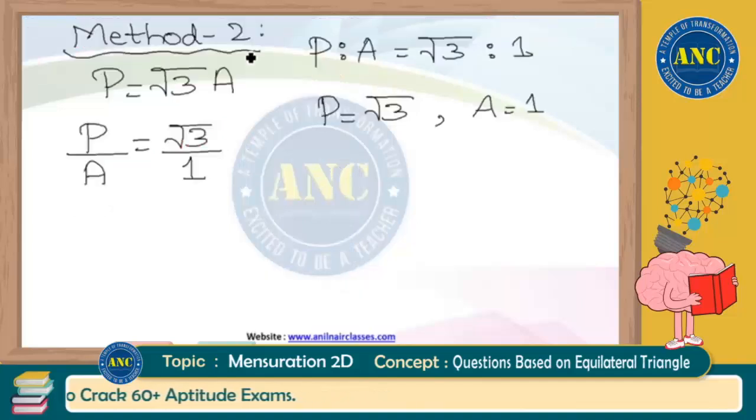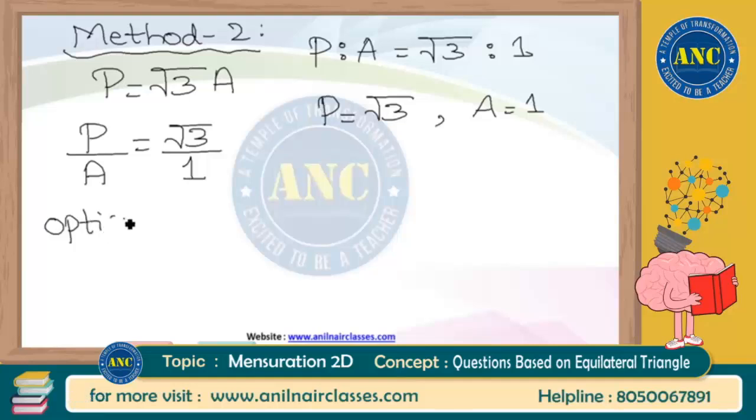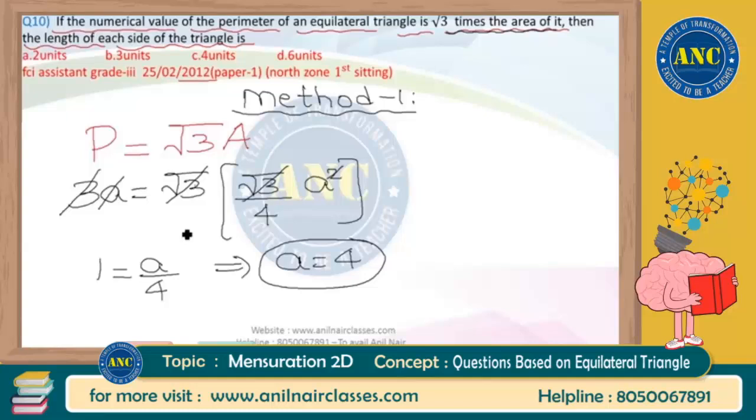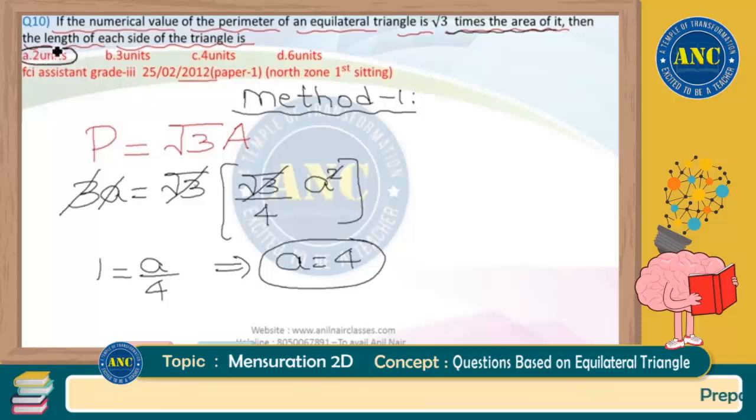In method 2, what I can do is I can go with answer options. Sir, which option should I choose? You can choose any option. There is no rule that you should start with the first option itself. If I take first option 2, the length of each side is 2 units.